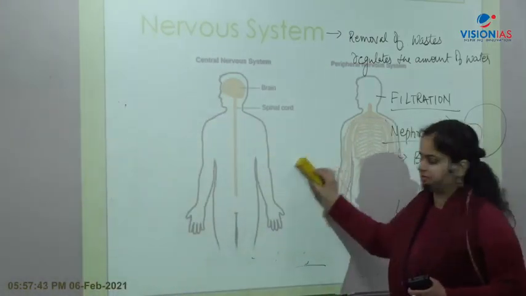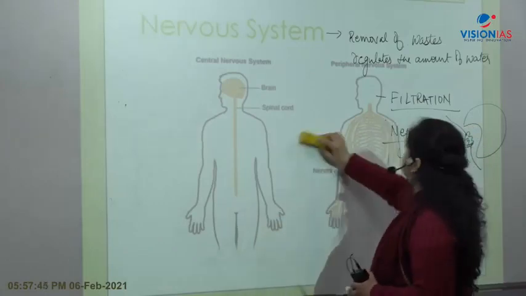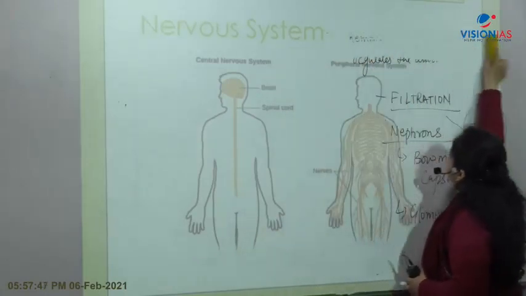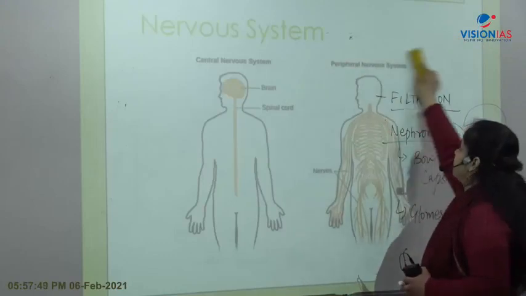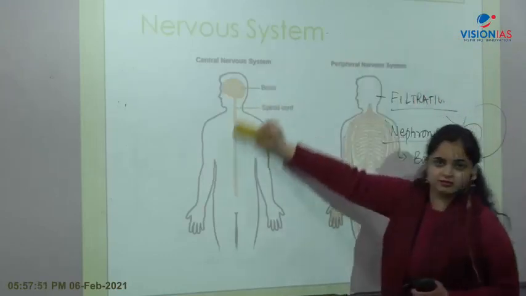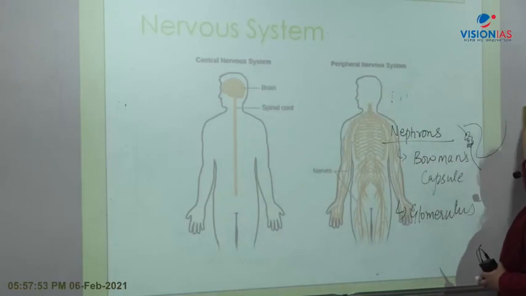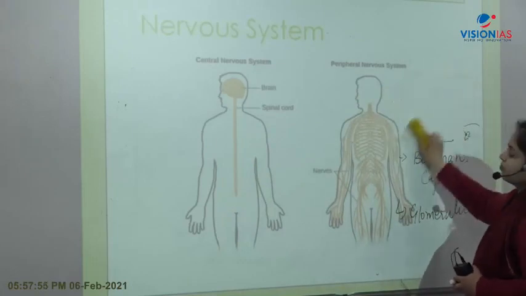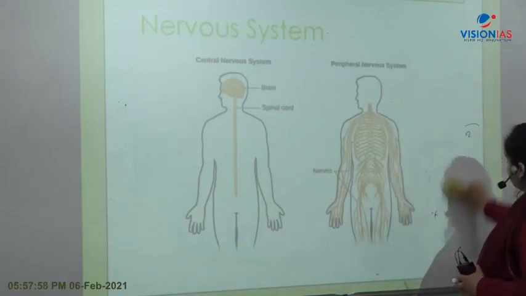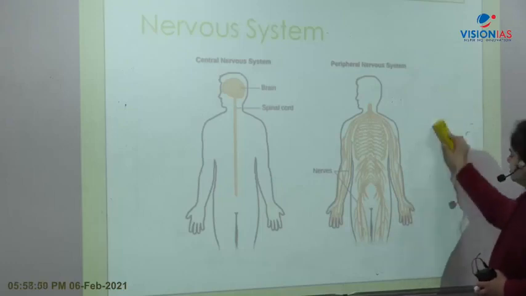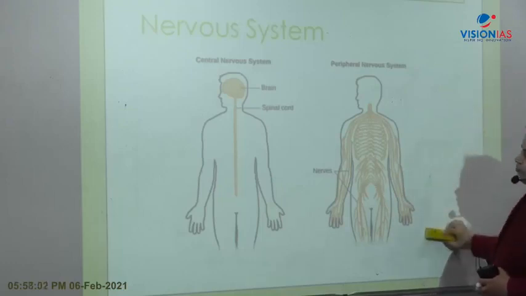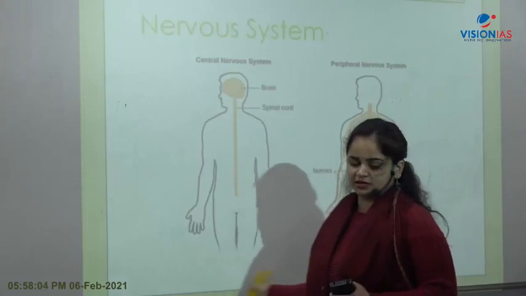Different animals and birds can have different nitrogenous wastes. Birds will have uric acid, and simpler animals have ammonia. So different nitrogenous products can be there as wastes. For human beings, you have to remember we have urea.